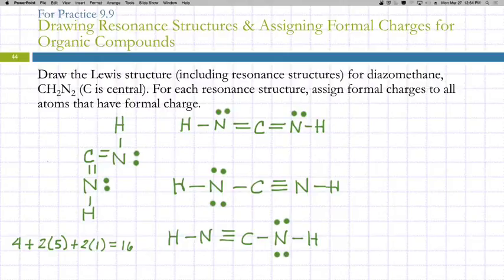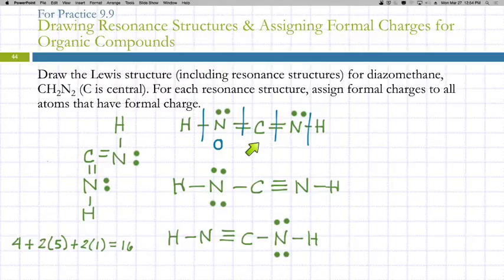Now we have to assign formal charges. So we're going to cut up the bonds and see what we've got. So this nitrogen always comes in with 5. How many does it have if this breaks up? 1, 2, 3, 4, 5. That's 5. So that gives it a formal charge of 0, right? It says assign formal charges to all atoms that have a formal charge. Well, it doesn't have a formal charge. Would I count it wrong if you put a 0 there? No, I wouldn't. Just put a 0.